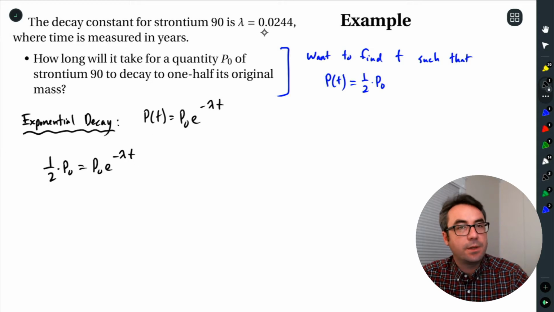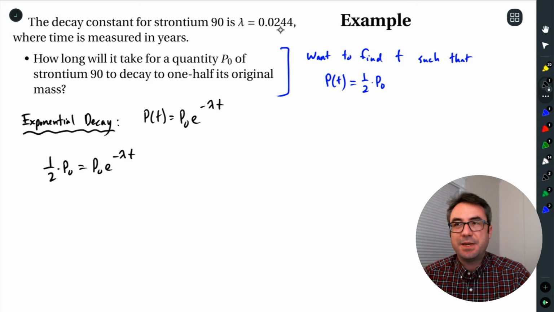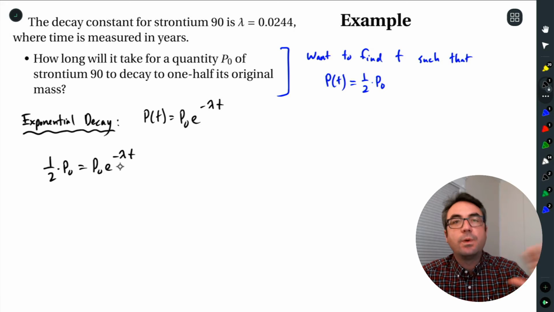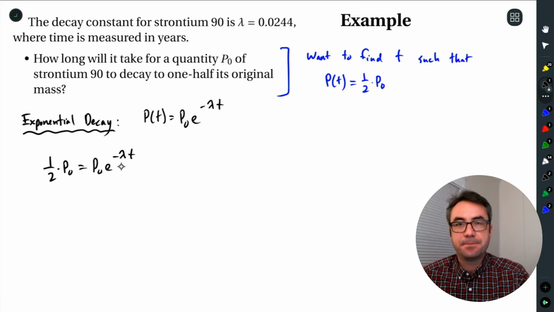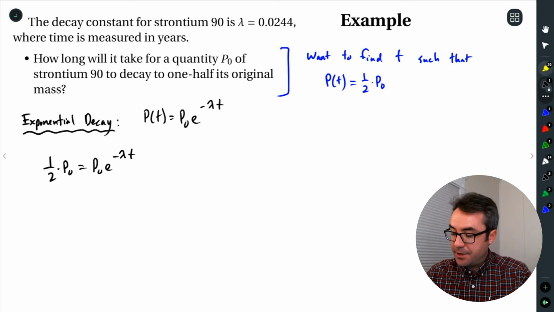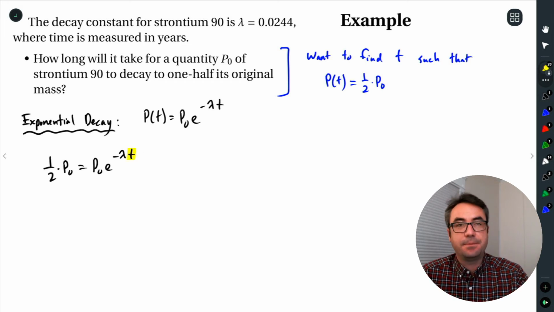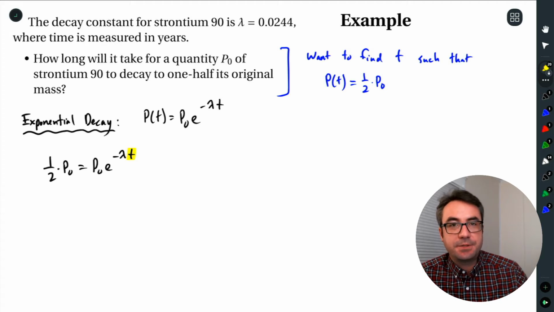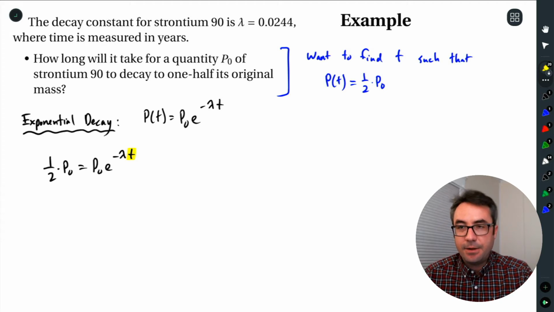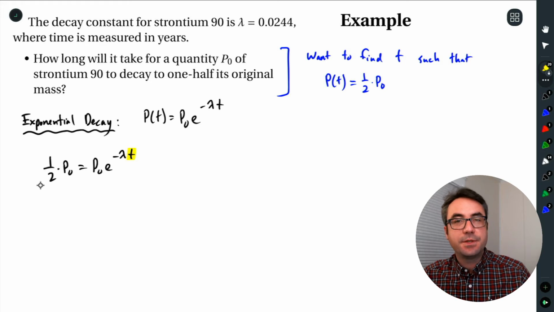Now we technically know what lambda is, so we could fill it in, but because it's a decimal, we'll wait until the very end to fill that in. And what we're trying to find here is T. We want to solve this equation for T. So let's work on solving this exponential equation. It really just comes down to unraveling, trying to get all the terms out of the way so we have T all by itself.